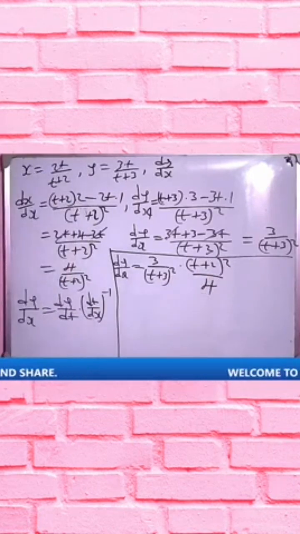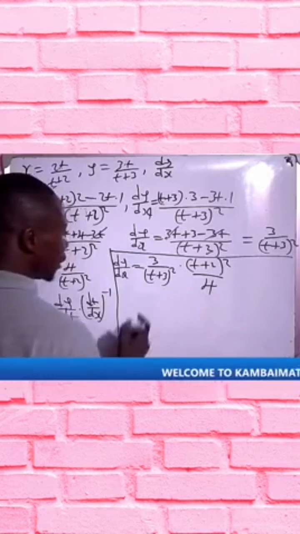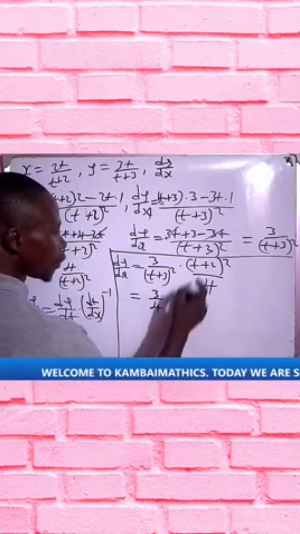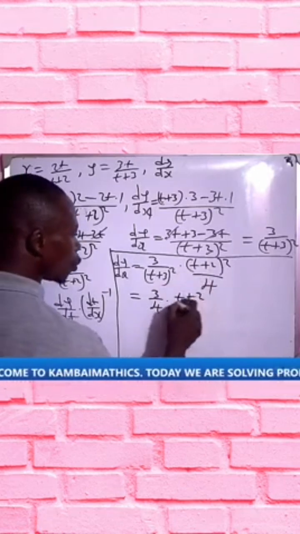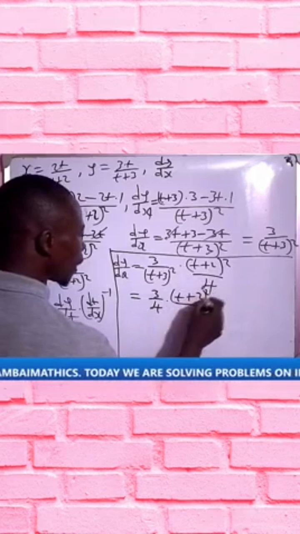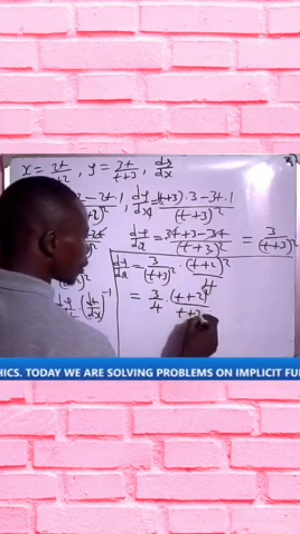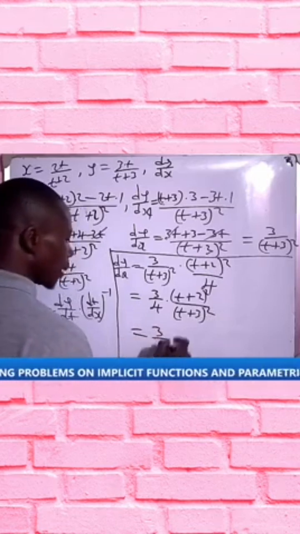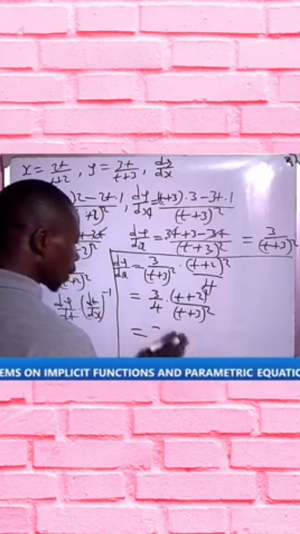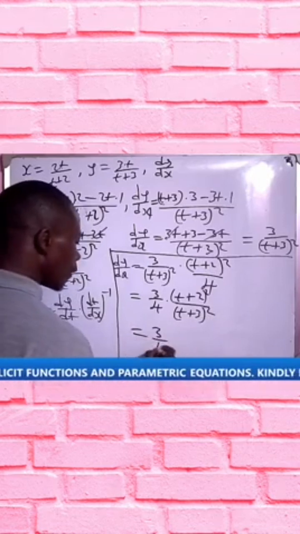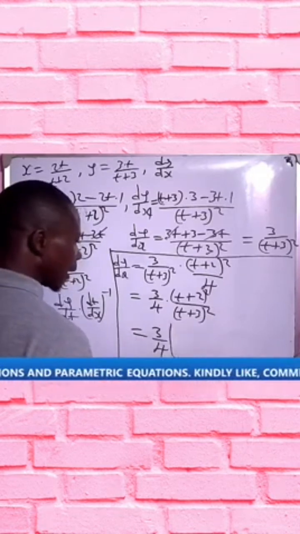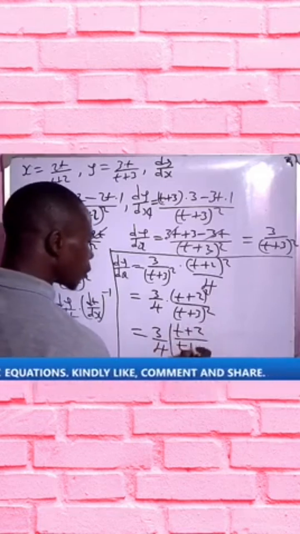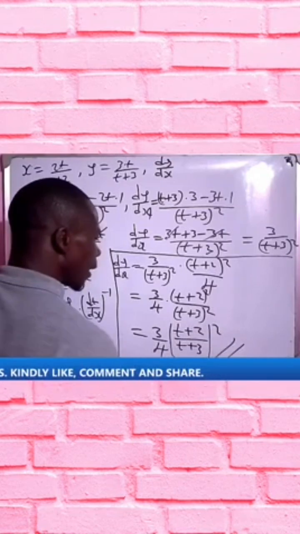Having gotten this one, what we'll do is this. This will give us the same thing as 3 over 4 times t plus 2 all over t plus 3, all in bracket squared. Our final answer will be 3 over 4, then in bracket, we have t plus 2 over t plus 3, close bracket squared, as our final answer.